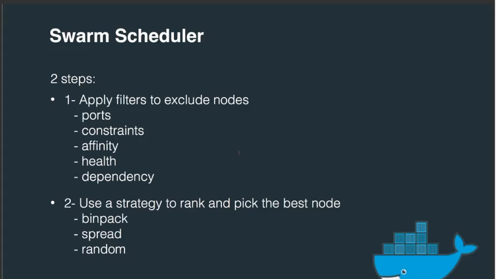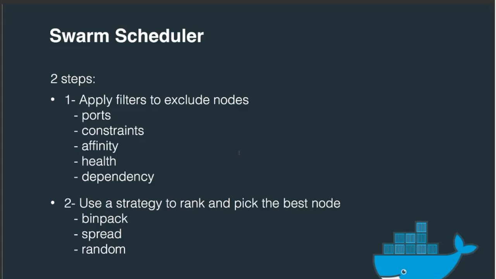So basically bin packing, we're going to try to put as many containers as possible on one machine. So we leave other machines empty for bigger containers. Spreading, it's the other way around. And random, of course, it's random. So for bin packing and spreading, we're using the resources first.